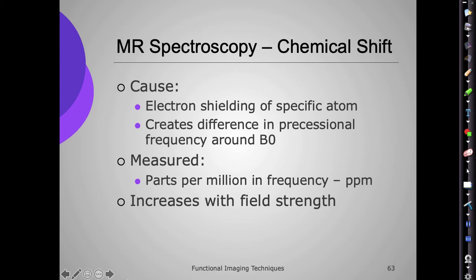This chemical shift is measured in parts per million. That is going to be its unit, and that is abbreviated by ppm. So make sure you know chemical shift is always going to be measured in parts per million. And chemical shift is going to increase with field strength.